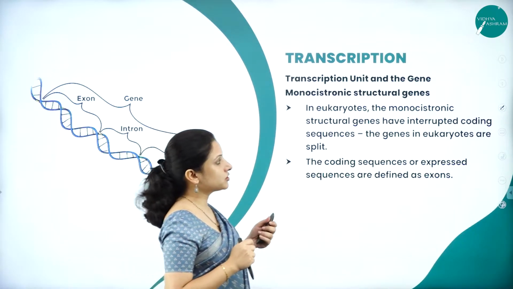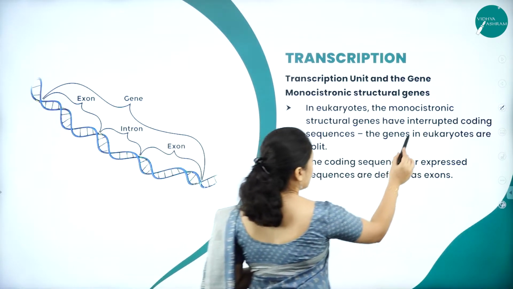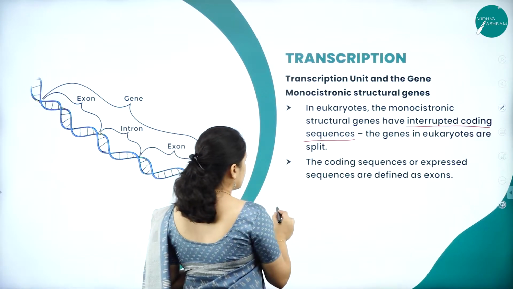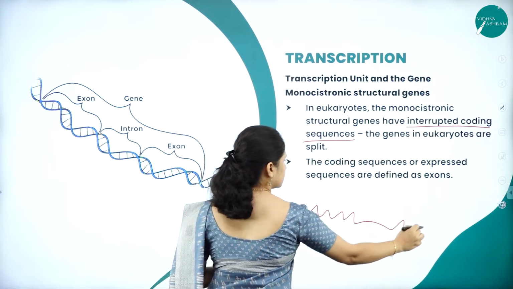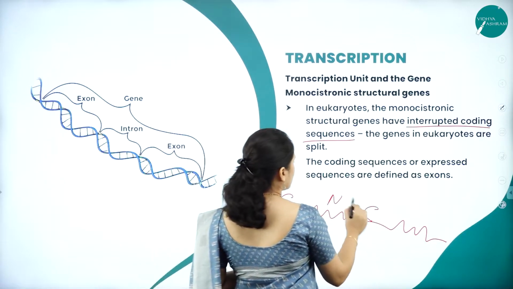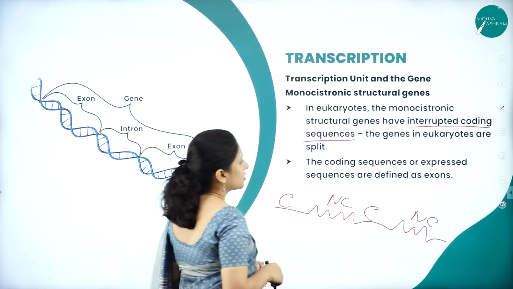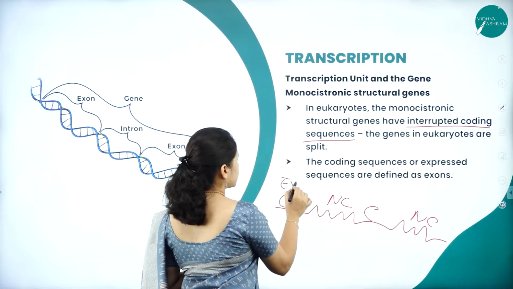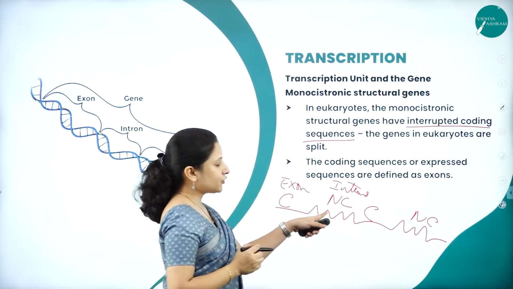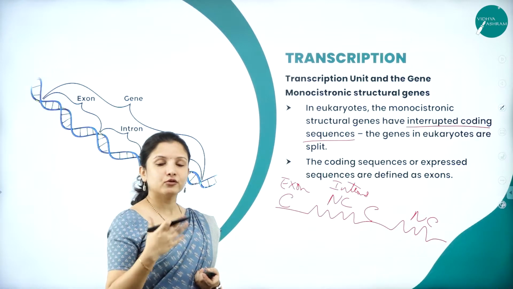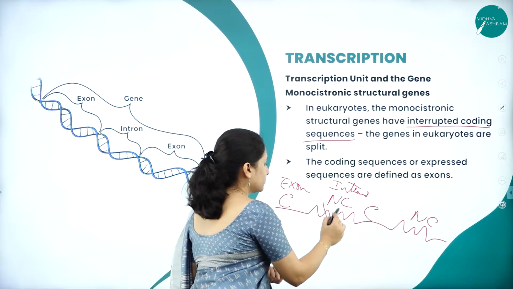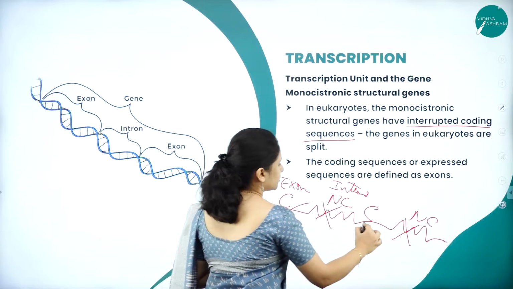So in eukaryotes, the monocistronic structural genes have interrupted coding sequences. Therefore, the genes are split. For example, they'll have a coding strand and a non-coding strand. The coding sequences are called exons and these are called introns. So these introns, which are the non-coding sequences, do not participate in the production of proteins. Therefore, these have to be removed and only the exons should be retained.